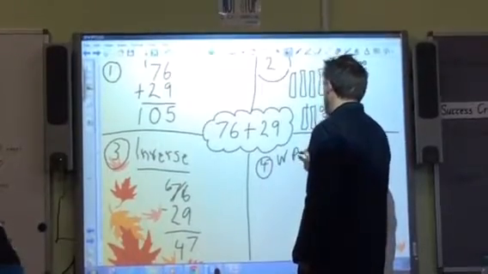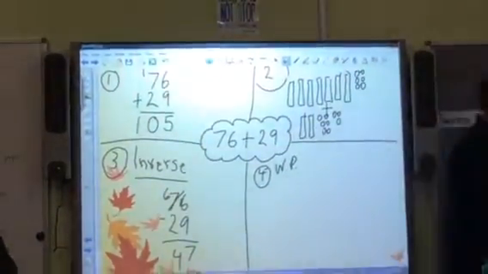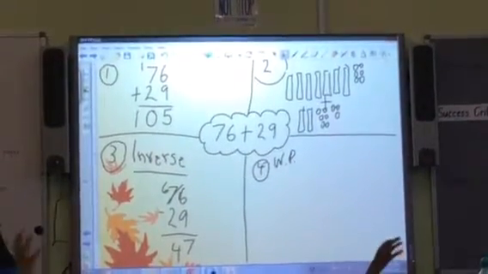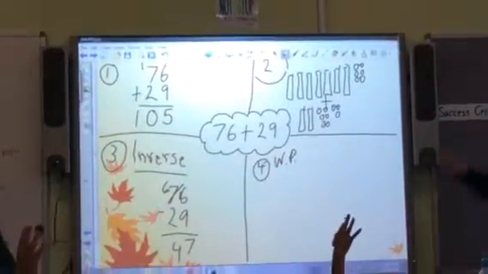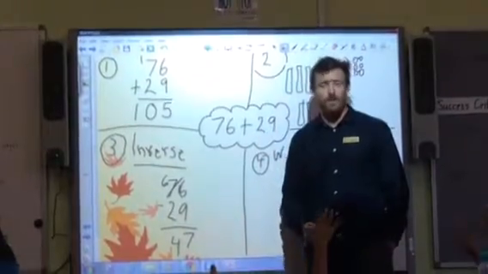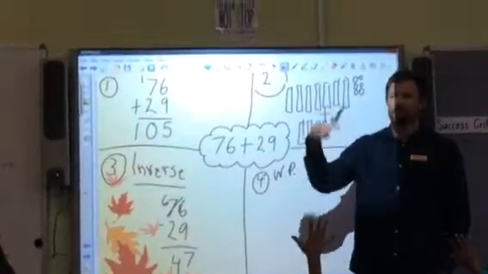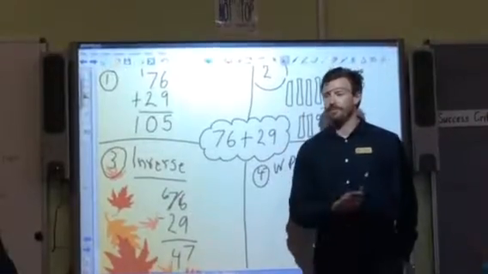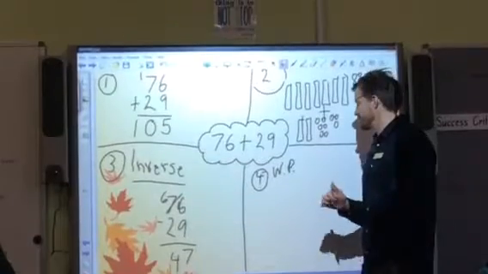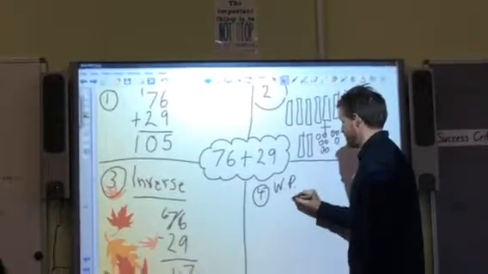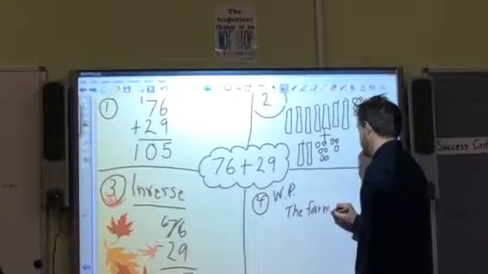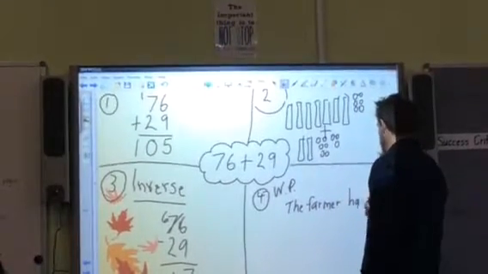Last one here, we just make it a word problem. So someone give me a creative word problem with a sentence that tells me what to do. Now you can choose to have the addition or the subtraction, but I want it to be a word problem, and I need that last sentence to tell me what to do. Isabel. The farmer down the road had 76 chickens, and then he went down to town and he got another 29. How many chickens does the farmer have?